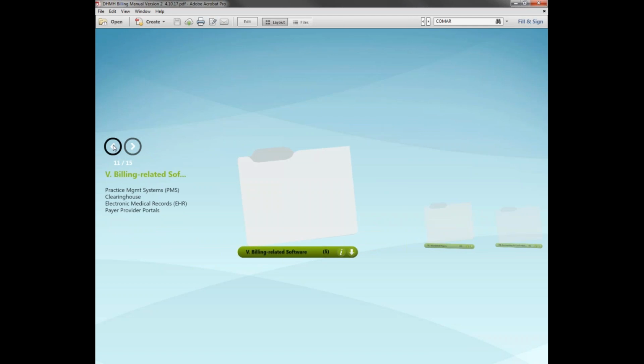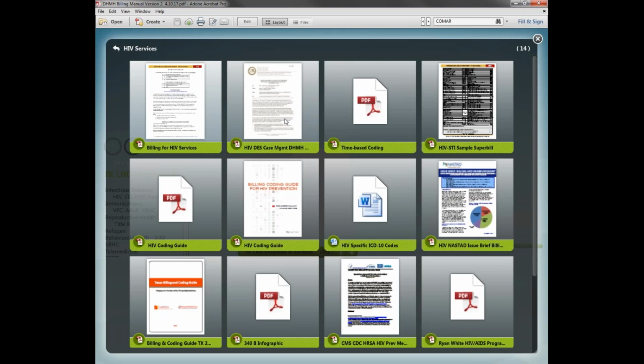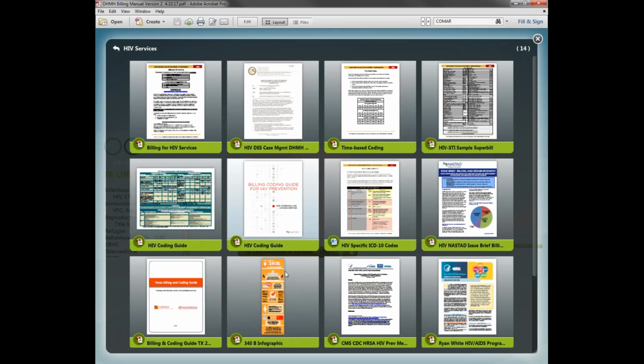I'm just going to show you real quick what that chapter looks like. You're free to navigate around in the manual and look yourself. Like the HIV section, these are all the documents that we contain about HIV, and we will go into a little bit deeper dive with each one of those.